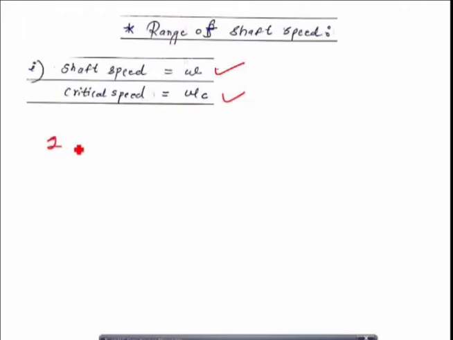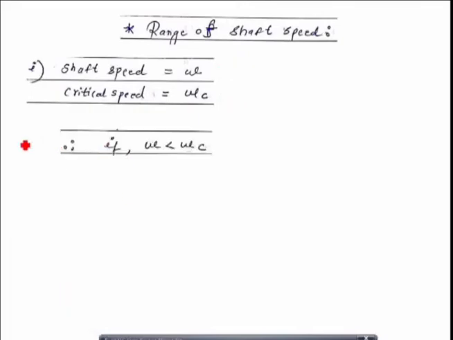The first range is if omega, the shaft speed, is less than omega c. That means the critical speed omega c is greater than omega. This is the first case. So what happens when omega c is greater than omega?